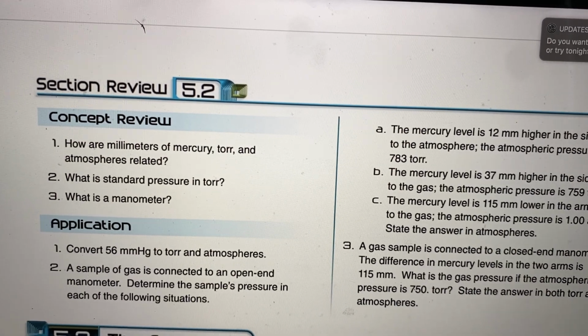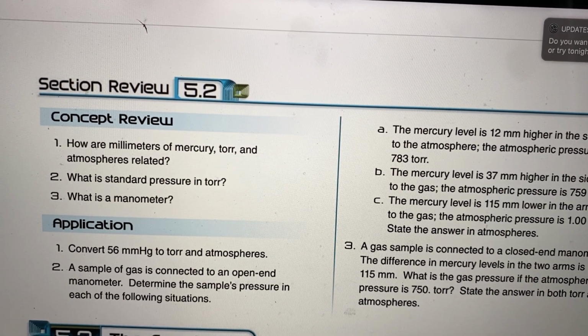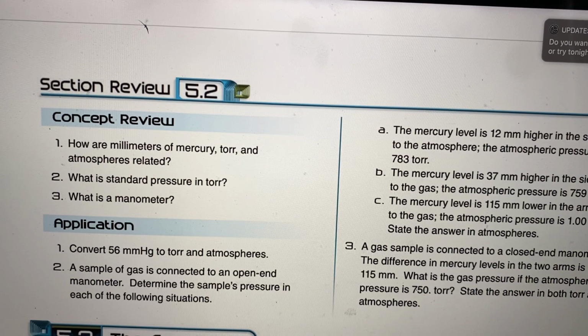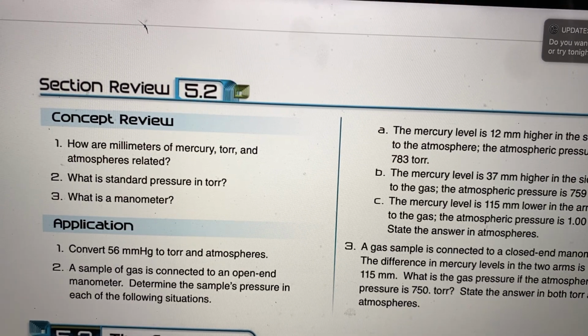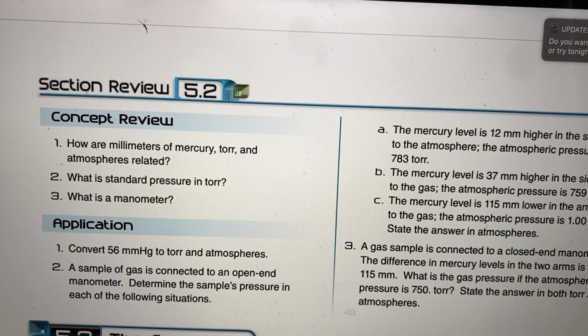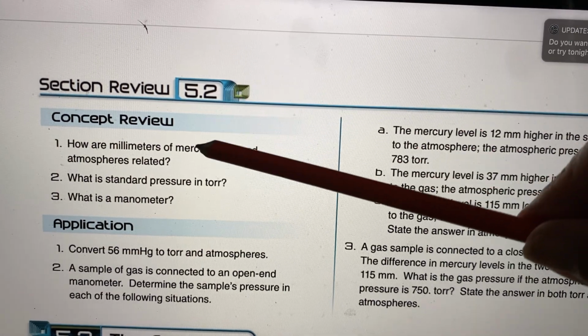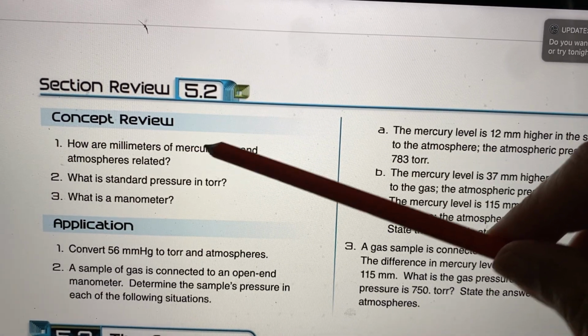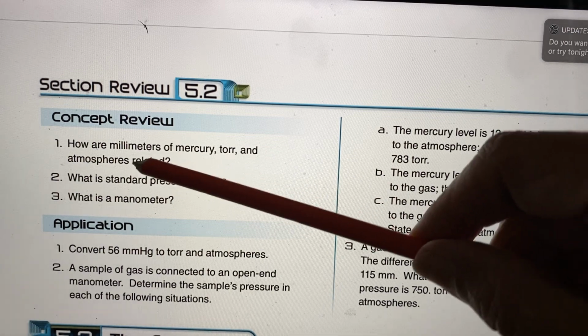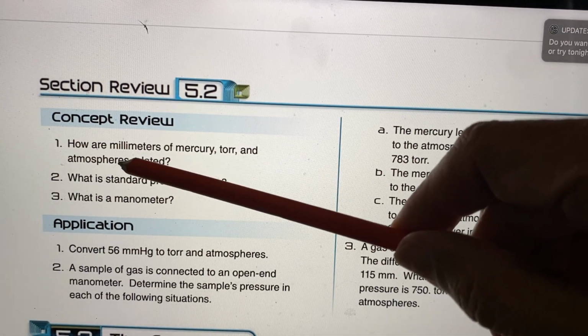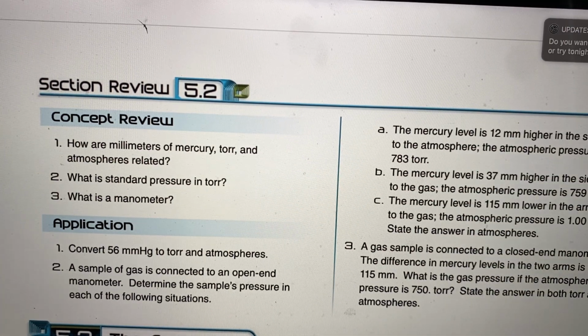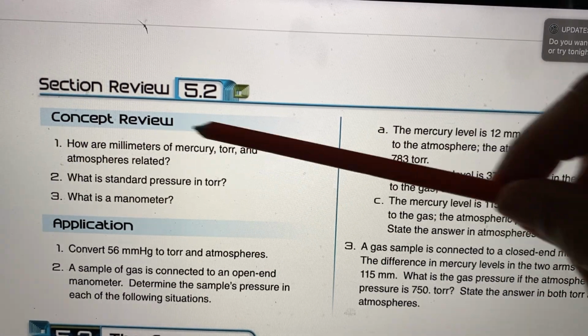Some review questions here. I'm not going to do all of these, but just go over them. How are millimeters of mercury, torr, and atmospheres related? Well, just know that 1 millimeter of mercury equals 1 torr, and there are 760 torr in an atm, or atmosphere. So you'll need to know this.